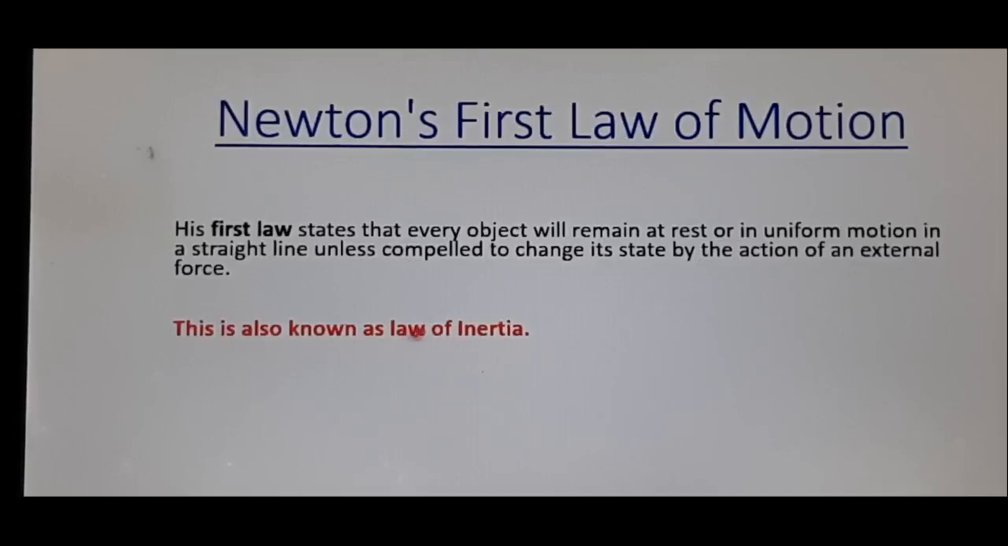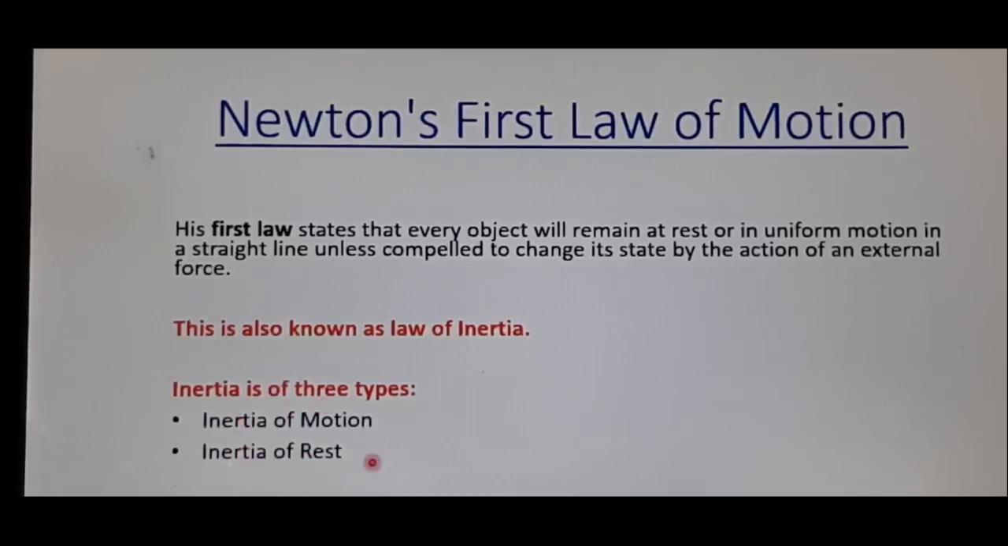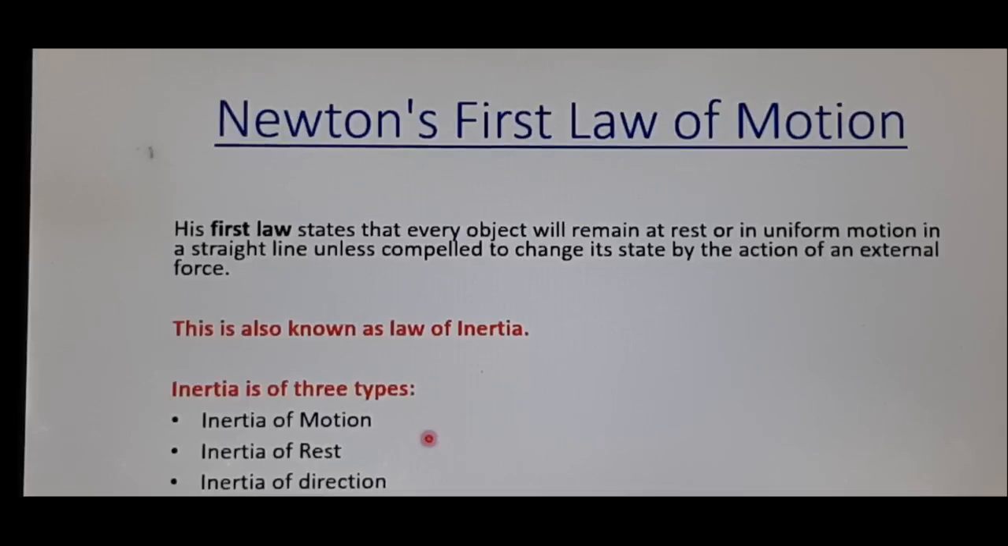So why law of inertia? Because inertia is the tendency of any object to remain at rest or in uniform motion. Due to which it is also known as the law of inertia. Inertia is of 3 types: inertia of motion, inertia of rest and inertia of direction. So let's understand the meaning of all the 3 types of inertia.